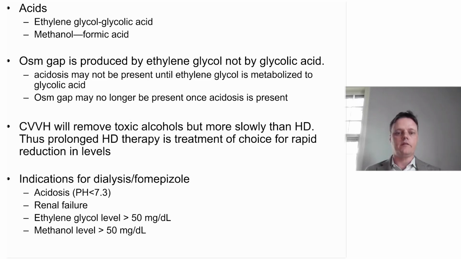CVVH will remove toxic alcohols, but much more slowly than hemodialysis. And so really prolonged hemodialysis therapy is a treatment of choice for rapid reduction in levels. And this is even in patients who are hemodynamically compromised, in which case you should give pressors in order to maintain the blood pressure. The indications for dialysis and fomepizole include a pH of less than 7.3, renal failure, an ethylene glycol level of greater than 50, or a methanol level of greater than 50.